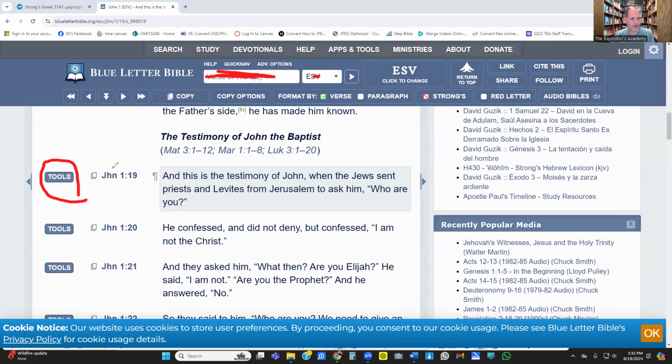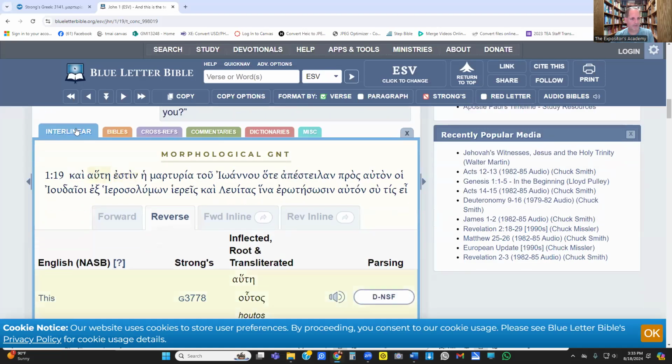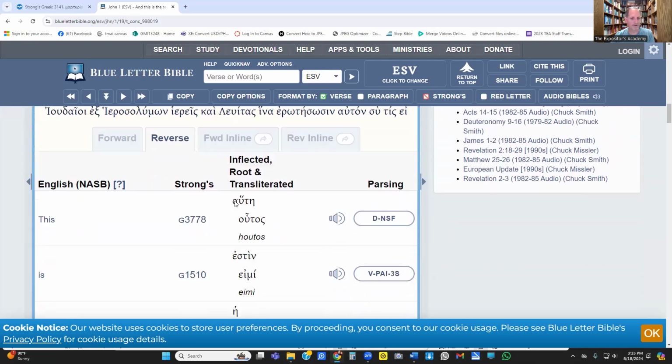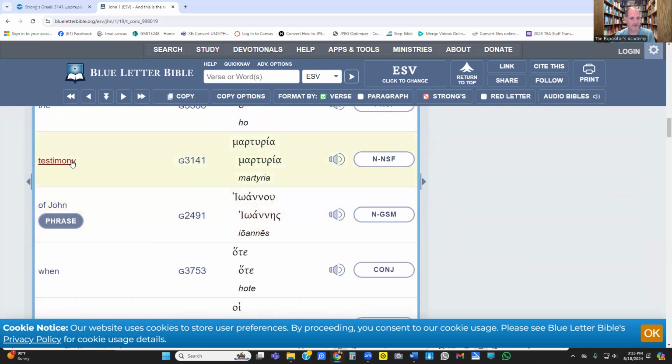Then once that pulls up, so I had John 1:19. Once that comes up, then I'm going to hit tools here. All right, and that will take me to where I need to be if I want to do a word study. So let me hit tools. All right, interlinear. All right, there's other things you can use here, but we want interlinear because we want to find testimony. There it is.